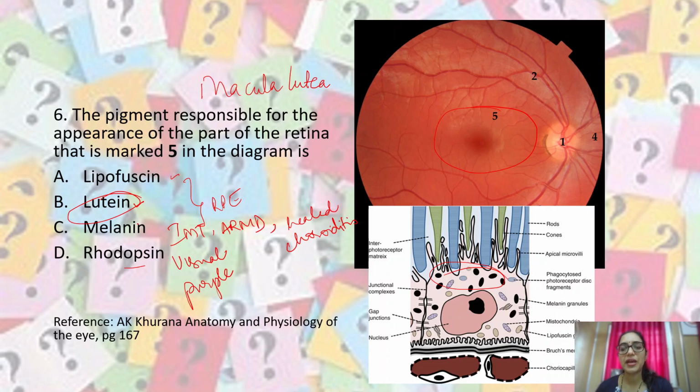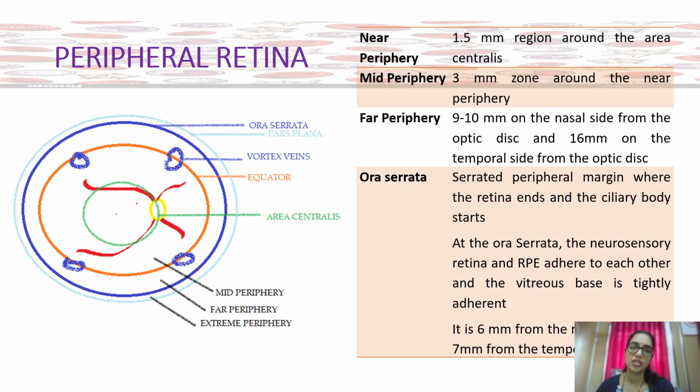So the color of the macula is due to the lutein and zeaxanthin. Coming to the peripheral retina, it can be divided into near periphery, mid periphery, and far periphery. So near periphery is the 1.5 mm region around the area centralis. So the green here marks the area centralis. If you take a diameter of around 1.5 mm around it, we get the near periphery. So this much area can actually be seen with the help of an ophthalmoscope.